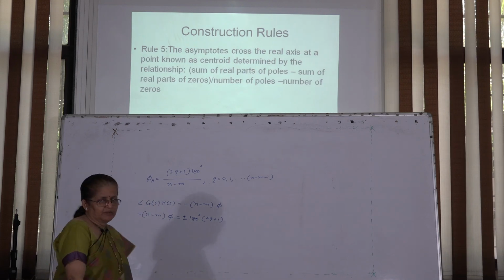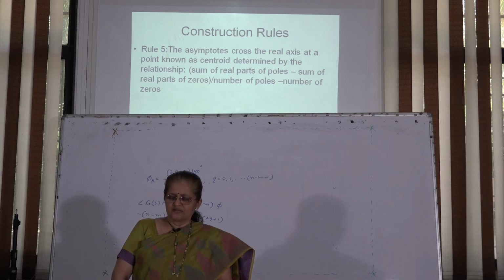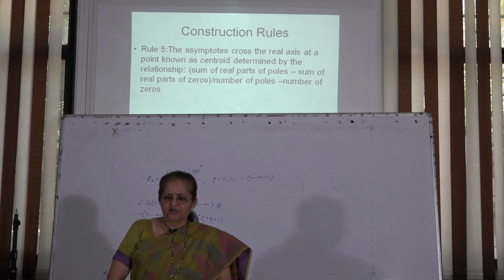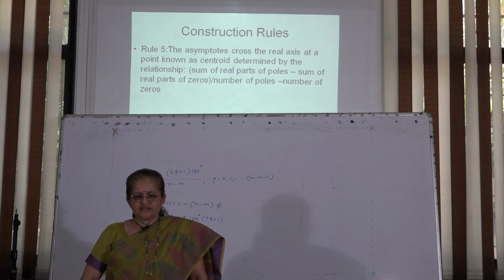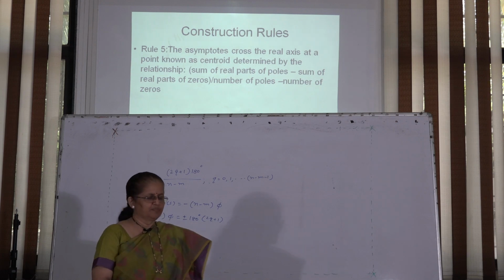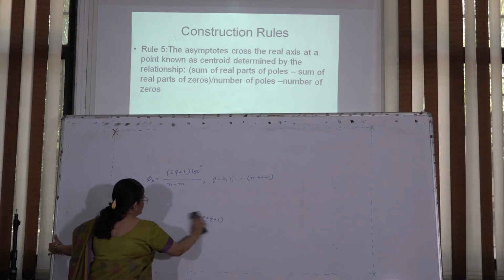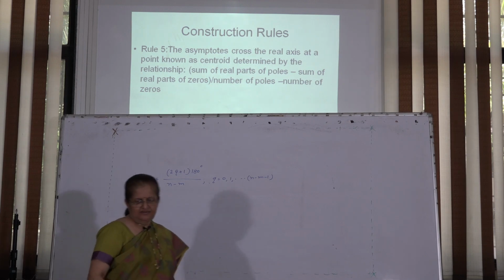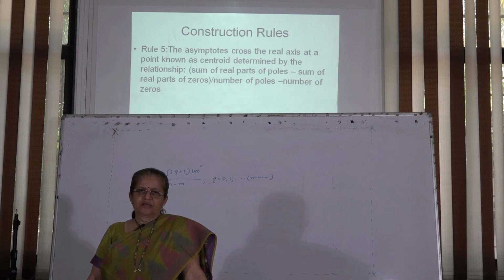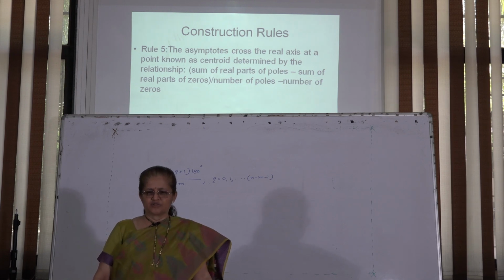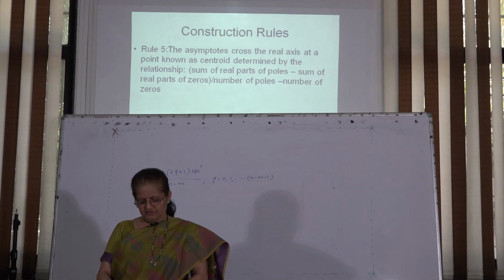Next is rule number 5. The asymptotes cross the real axis at a point known as the centroid, determined by the relationship. What is the relationship? It is given in words: sum of real parts of poles minus sum of real parts of zeros upon the number of poles minus number of zeros.